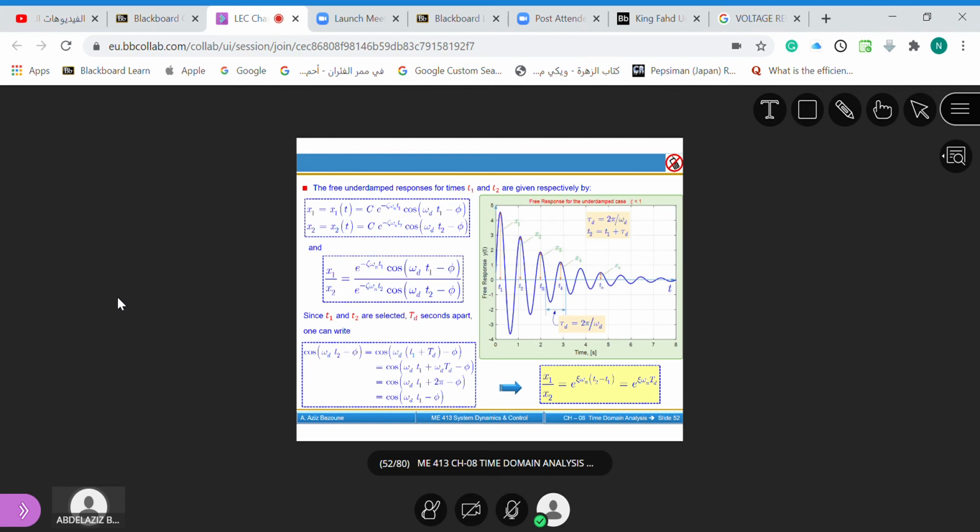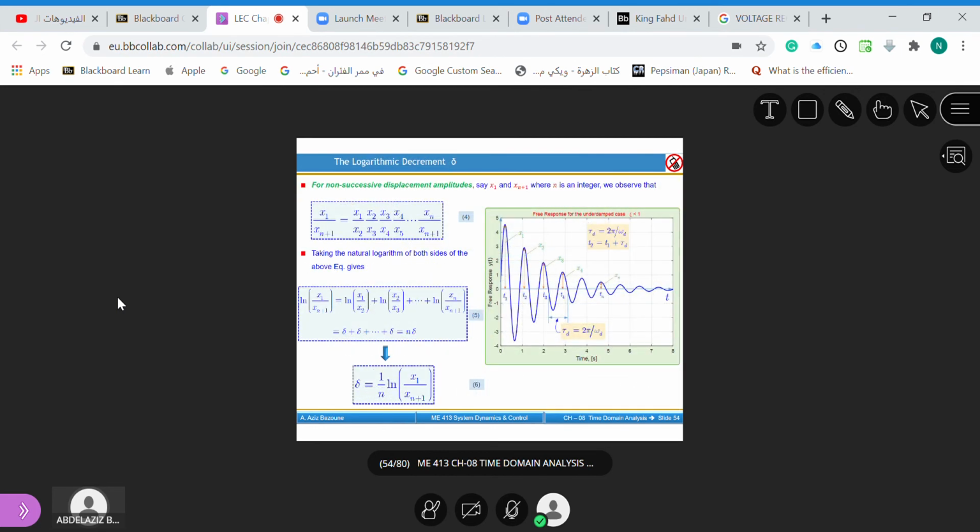This amplitude over this one. So x1 over x2, or x2 over x3, or x3 over x4, and so on. So they need to be successive. We cannot use this formula if we have only this amplitude with this amplitude. They have to be successive, yani one after the other.